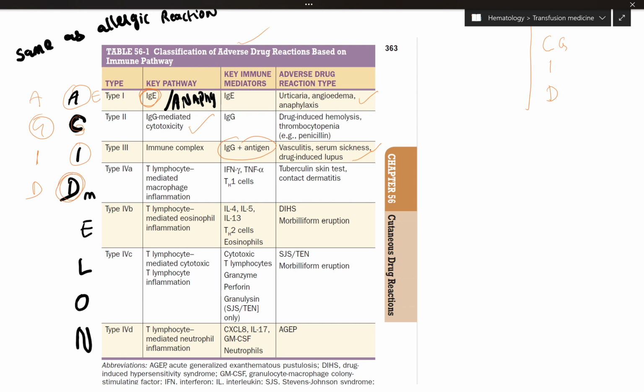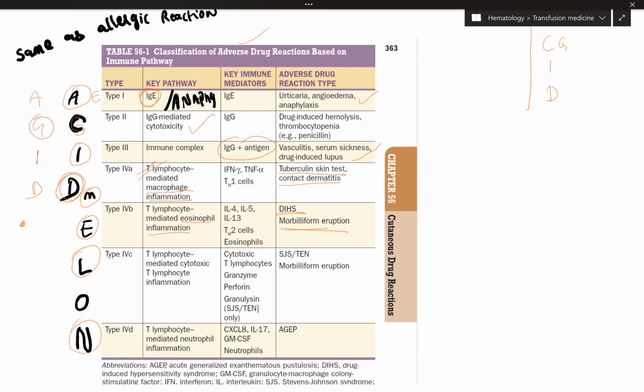I is immune complexes, so IgG plus antigen causes vasculitis, serum sickness, and drug induced lupus. And D, delayed hypersensitivity reaction, is cell mediated, or T lymphocyte mediated, with 4 subtypes. So delayed M is macrophage mediated inflammation. E is eosinophil mediated, and you can have a morbilliform eruption. Contact dermatitis is a delayed macrophage-like reaction.